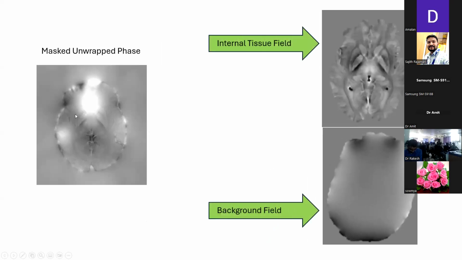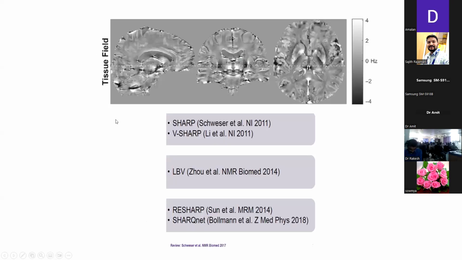This is how it looks if we separate the internal and background field from this particular image. We are actually interested only in the internal tissue field and not in the background field. There are several algorithms available to remove the background field. I'm not going into details. You can refer to these papers for how it is done. So that's the tissue field map represented in hertz. Now we got a tissue field map and we removed the background field. This is a quantitative measure and we are getting the values in hertz.